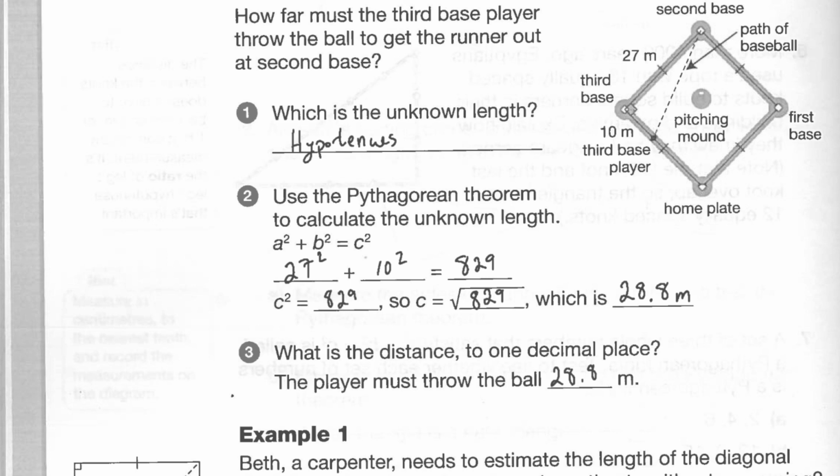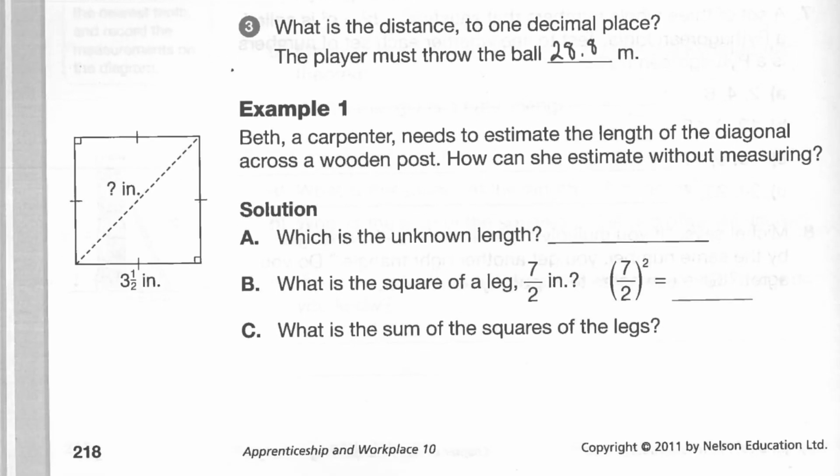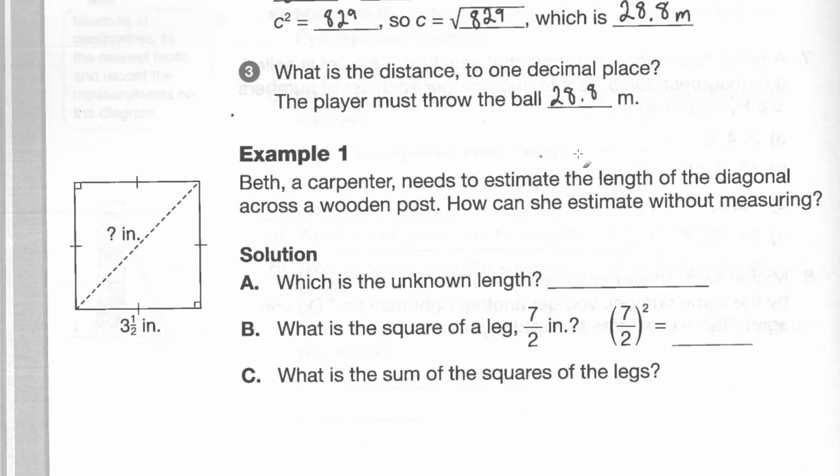Example number 1, I don't totally love this one, but we'll do it anyway. Beth, a carpenter, needs to estimate the length of the diagonal across a wooden post. How can she estimate without measuring? So which is the unknown length? Well, this is going to be a hypotenuse again. So hypotenuse.